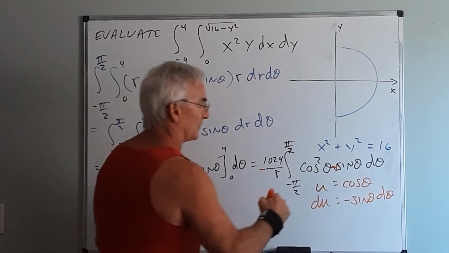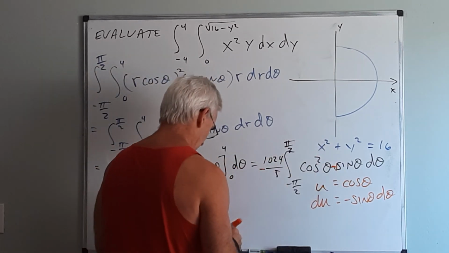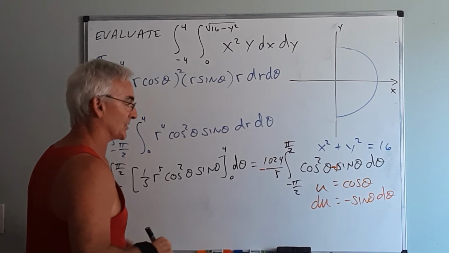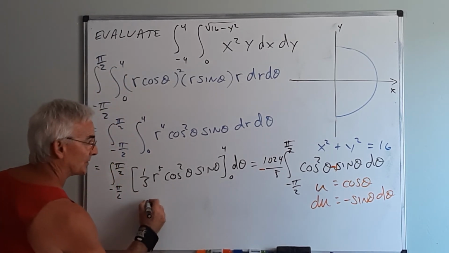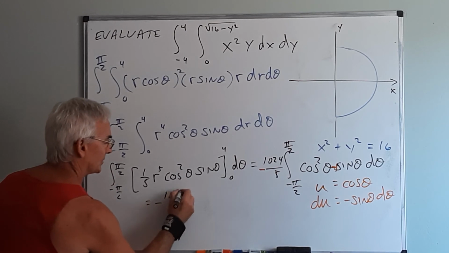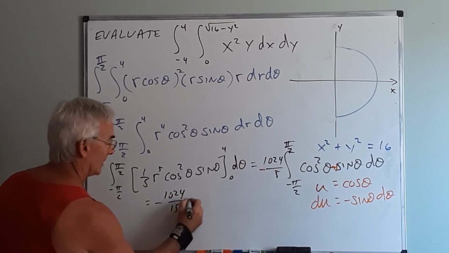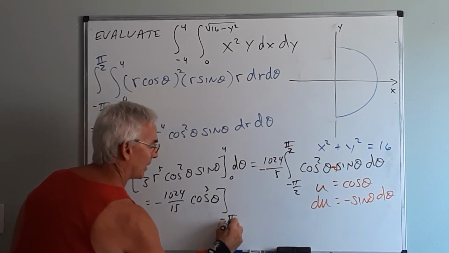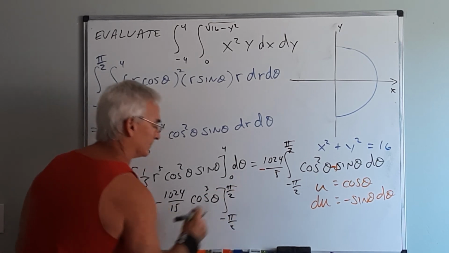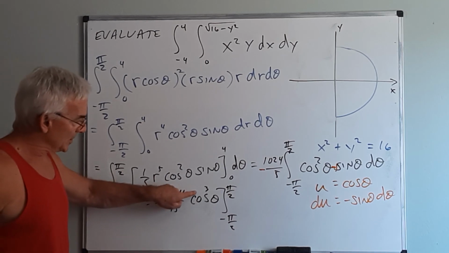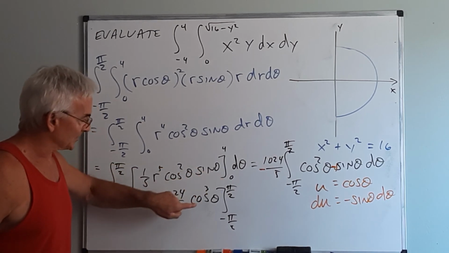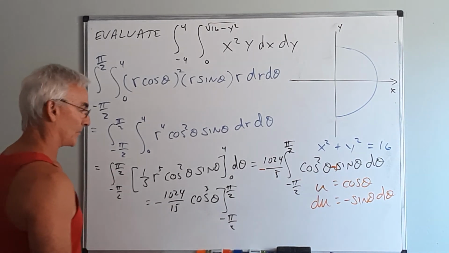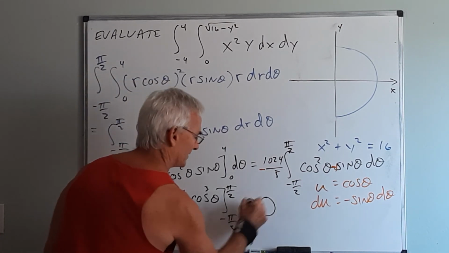Now my integral is of the form u squared du, so I don't actually have to change the variable. The integral of u squared du is a third u cubed. So this would give us negative 1,024/15 times the cube of the cosine function from negative pi over 2 to pi over 2. And if you notice, the cosine of pi over 2 as well as the cosine of negative pi over 2 are both 0. That means our final answer is actually 0.